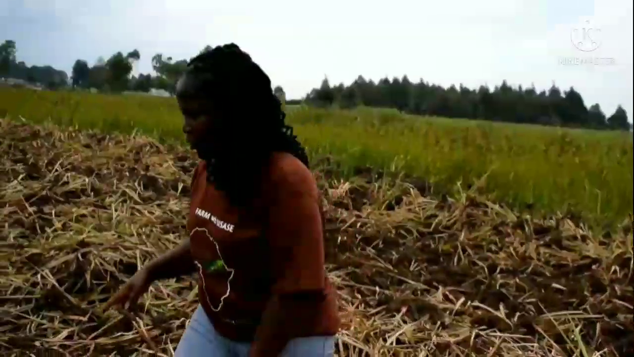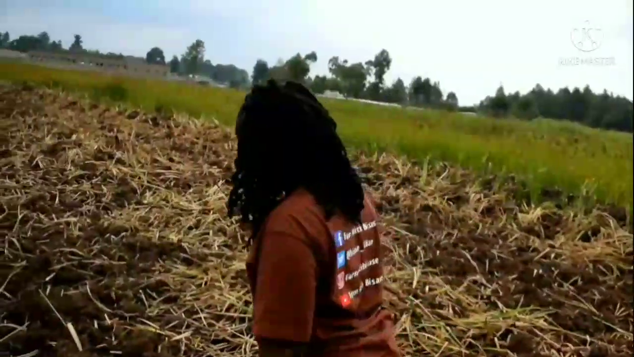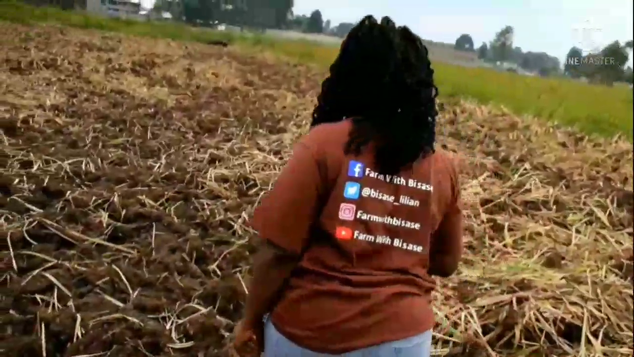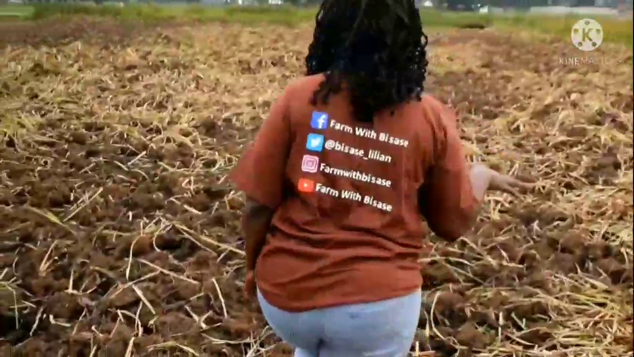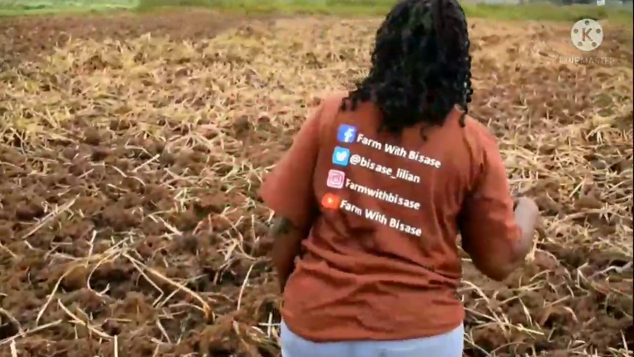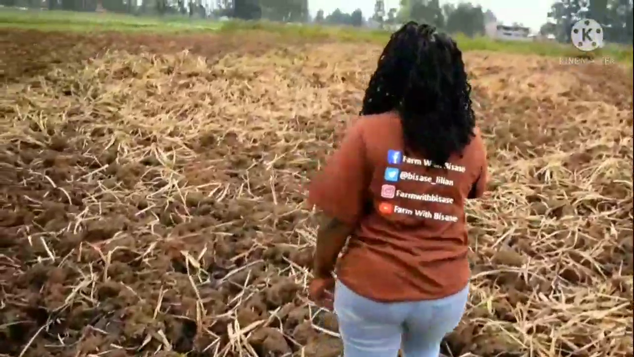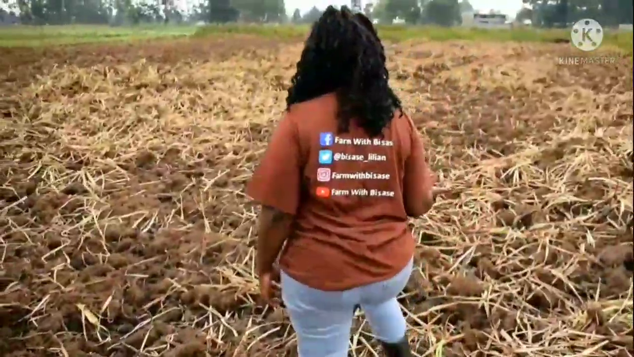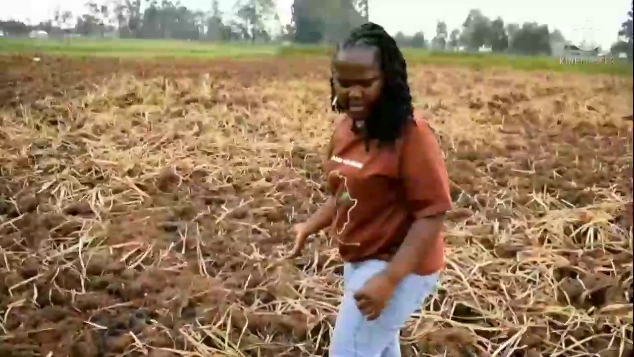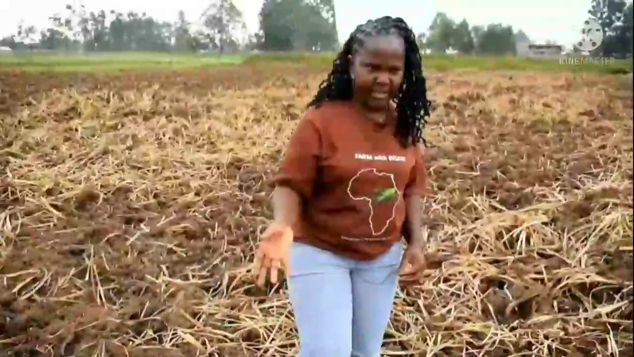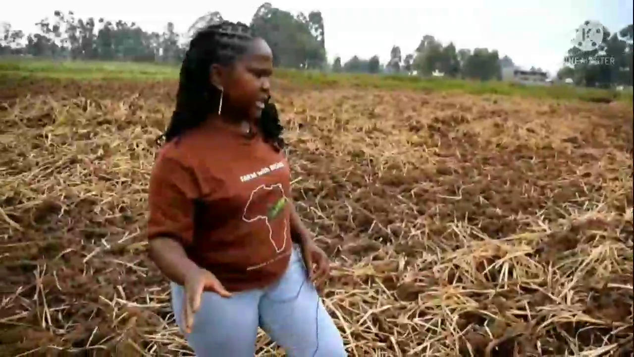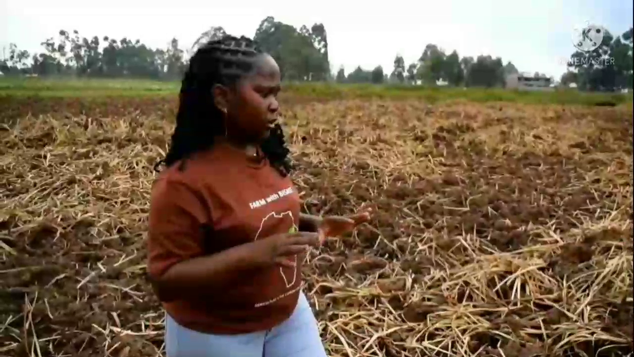Another consideration is what other crop you can intercrop with. For example, if you've planted nyanya somewhere, after removing the nyanya you cannot put eggplants, because they are in the same family. So the diseases, you find that they are almost the same and all that.